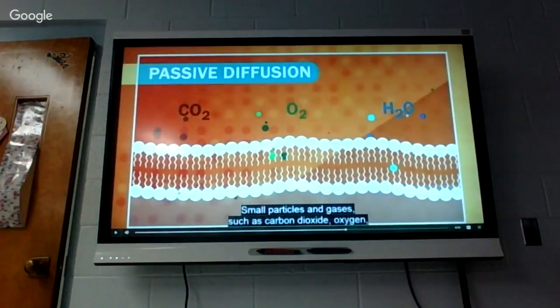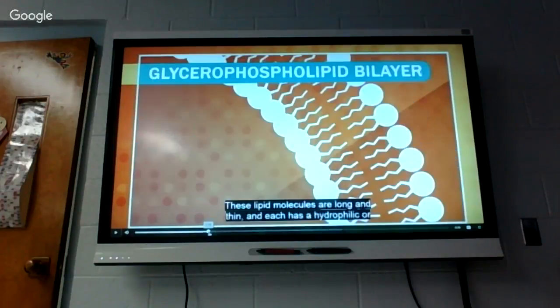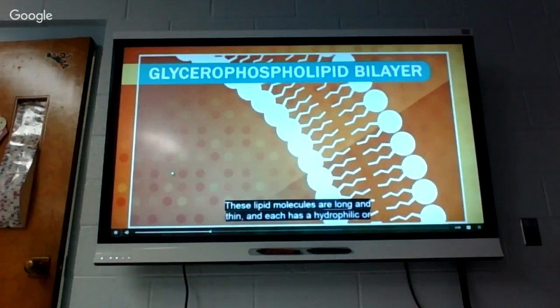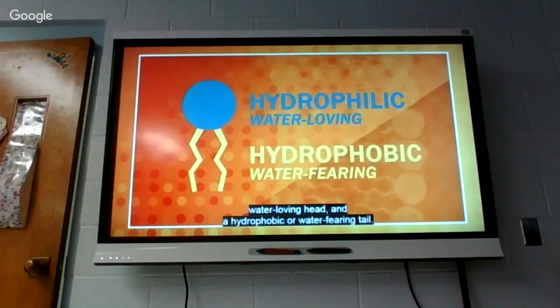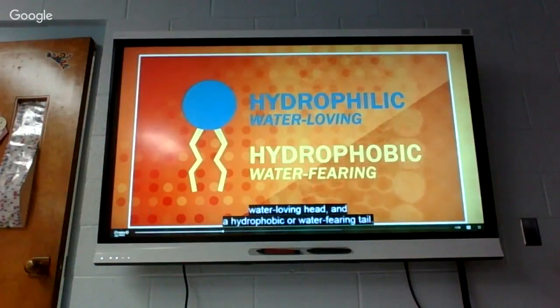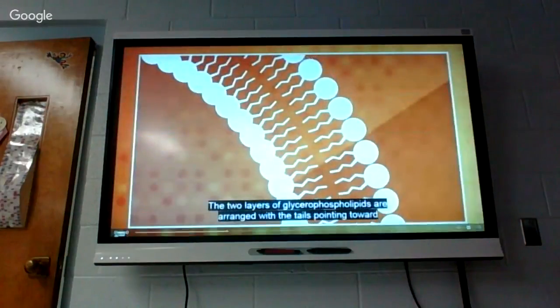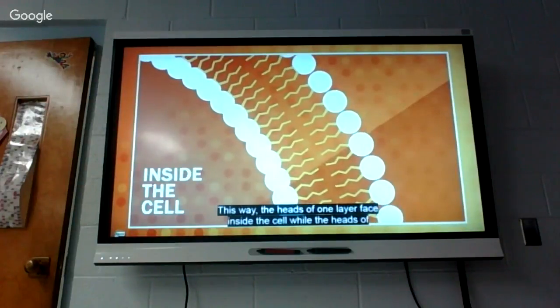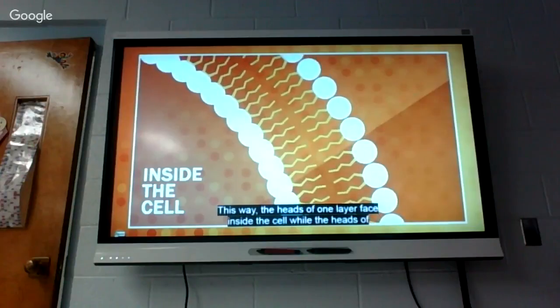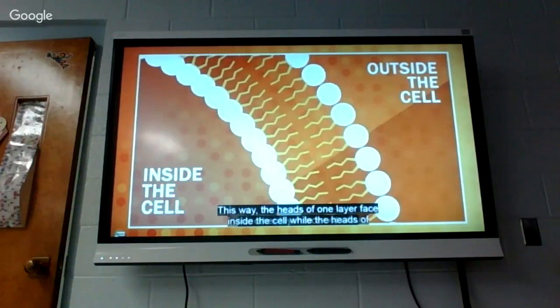So she's going really, really fast. So I want to go back to this right here. To answer the first question, it's all about the lipid. Lipid molecules are long and thin, and each has a hydrophilic or water-loving head and a hydrophobic or water-fearing tail. The two layers of glycerophospholipids are arranged with the tails pointing toward each other. This way, the heads of one layer face inside the cell, while the heads of the other layer face outside.